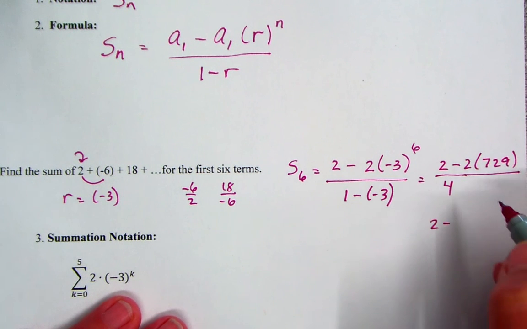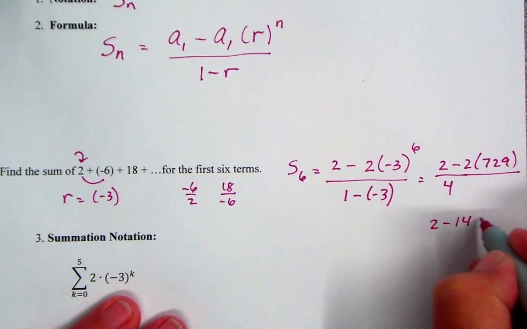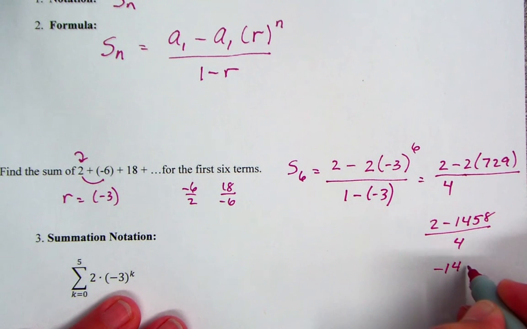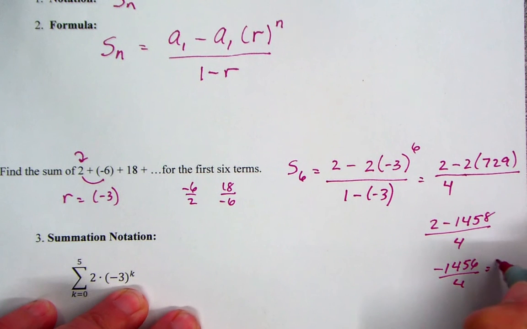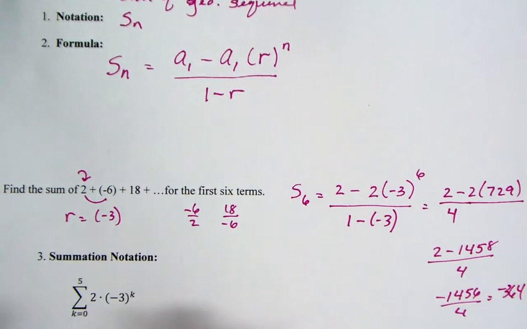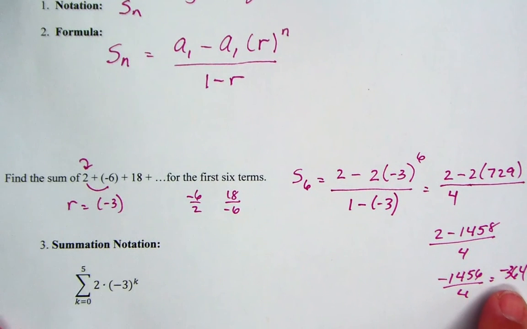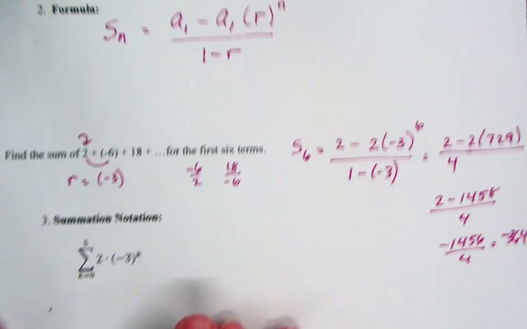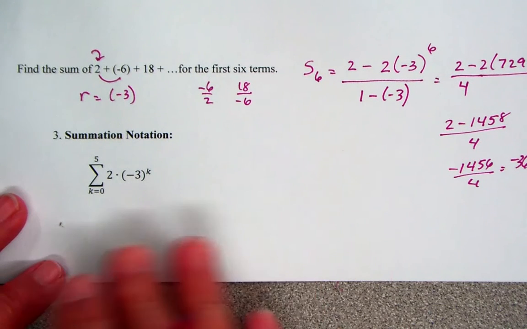Double 729, and I get 1,458 divided by 4. So let's subtract first. And it's going to be 56 divided by 4, and it goes in there nicely as negative 364. So that would be the sum. Okay, you're still going to have to use a calculator. But it's just a shortcut for this whole list because sometimes our list is very long.